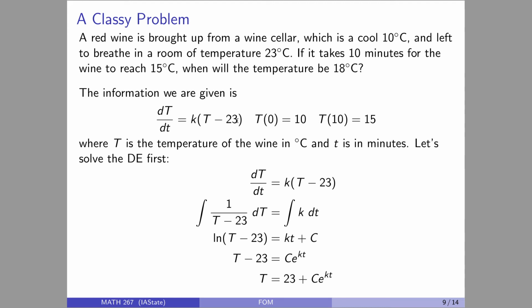All right, so let's now go ahead and solve the DE. It integrates like that, and hey, there we go, we solved for t. Nothing too crazy there, but it is worth noting that we have two unknowns, a c and a k. Good thing I have two pieces of information to solve.